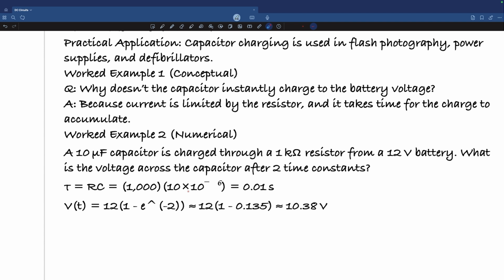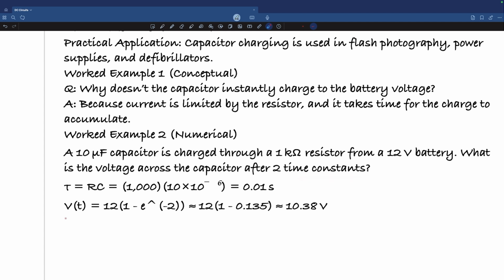Oh, so we know the time constant is R times C. In this case, if you multiply 10 microfarad with 1 kilo ohm, okay, kilo ohm is 1000 ohms, and 10 times 10 to the negative 6 is 10 microfarad changed into farad, then you get 0.01 second. So that's the time constant. So 2 times that is... what's the voltage across the capacitor after 2 time constants?